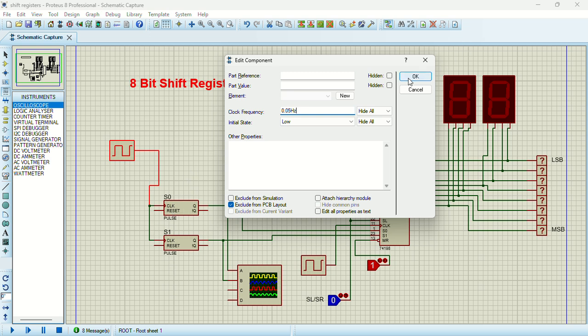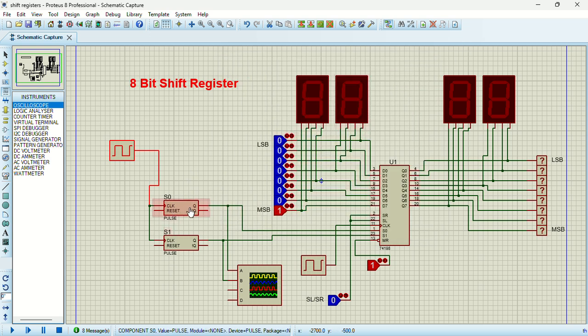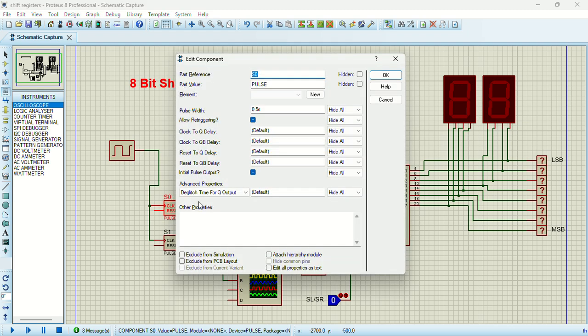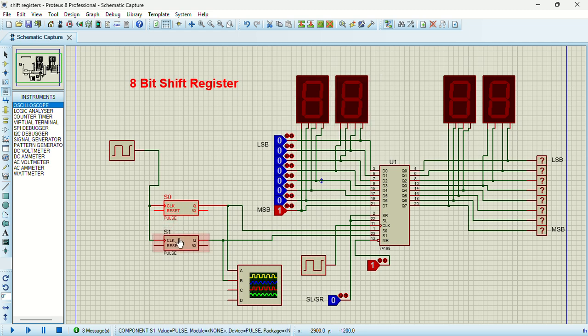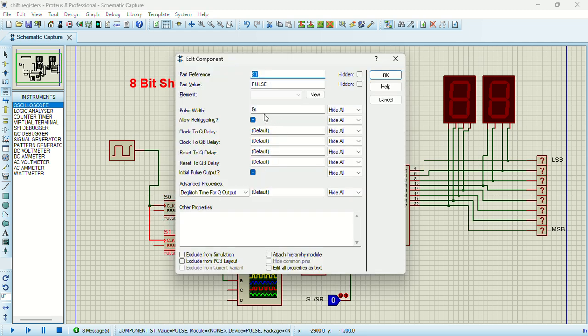Now let's move on to the S0 pulse generator. As you can see, it has a pulse width of 0.5 seconds, which basically means it's only going to last for 0.5 seconds. And let's move on to the pulse width for S1, which is 8 seconds, which means it's going to last for 8 seconds.